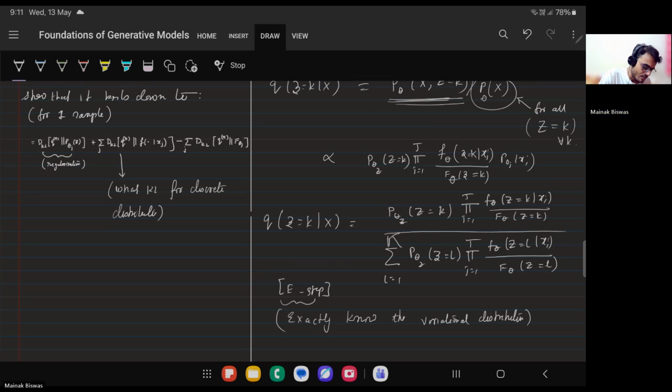Right? Which is only dependent on f theta. So if we assume equal priors, this and this get cancelled. If equal priors are assumed.